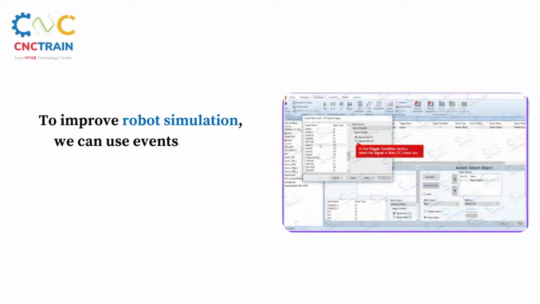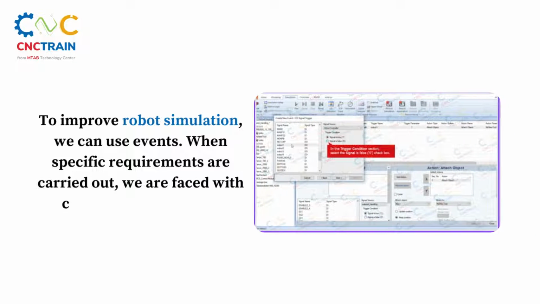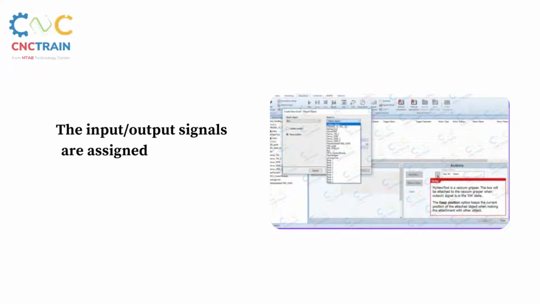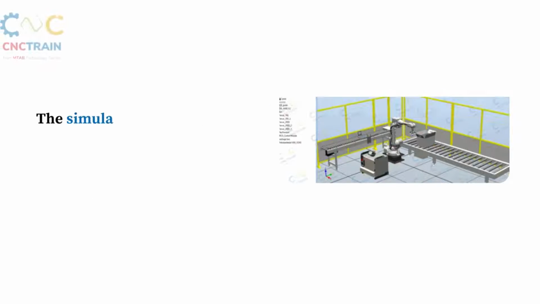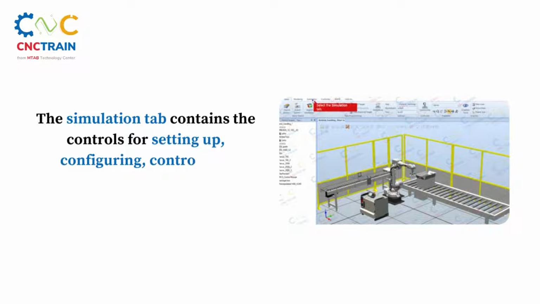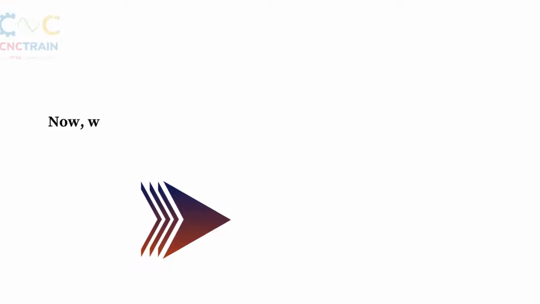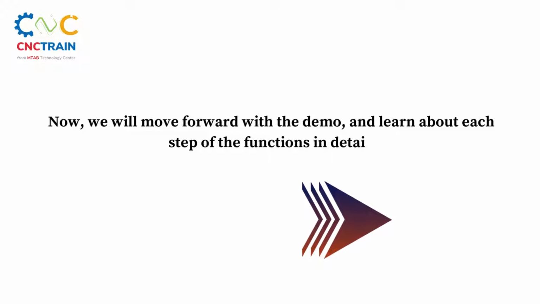To improve robot simulation, we can use events. When specific requirements are carried out, we are faced with challenges sometimes. The input-output signals are assigned to specific functions in the input-output system. The Simulation tab contains the control for setting up, configuring, controlling, monitoring, and recording the simulations. Now we will move forward with the demo and learn about each step of the function in detail.